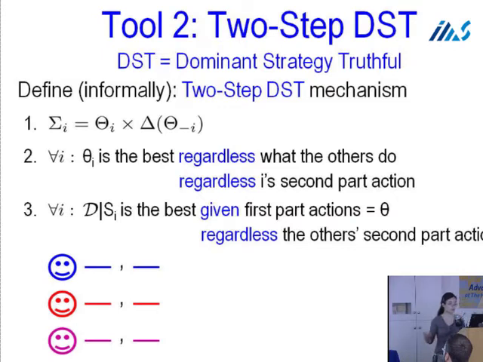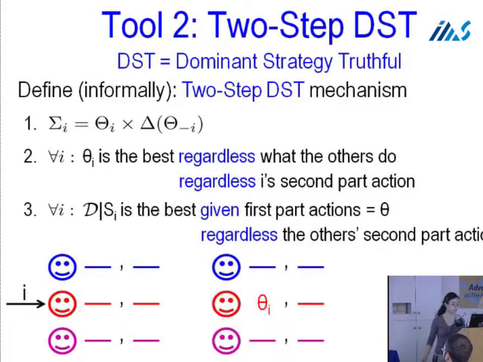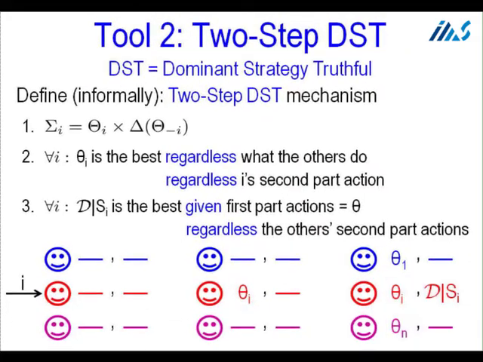Pictorially, you see each player has two parts to their actions, and we don't know what they are. But look at this red player, player i. We still don't know what happens in the other part, but theta_i maximizes his utility. And further, given that all the other players are telling the truth, no matter what they are going to do, telling the truth about his knowledge is player i's best strategy.